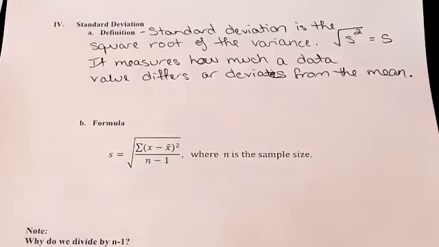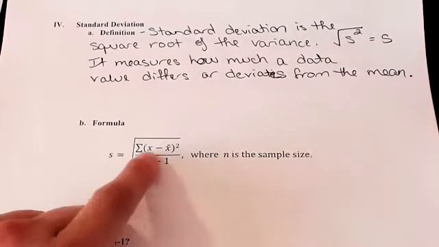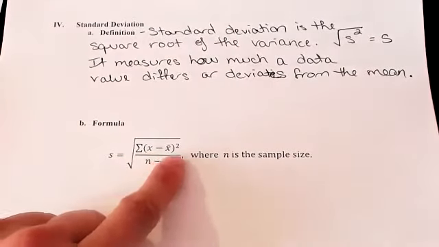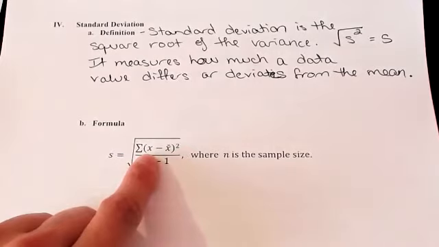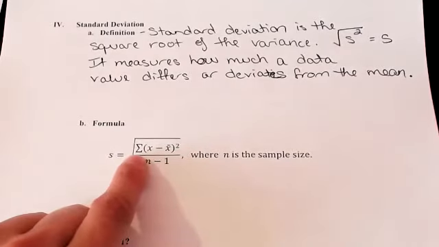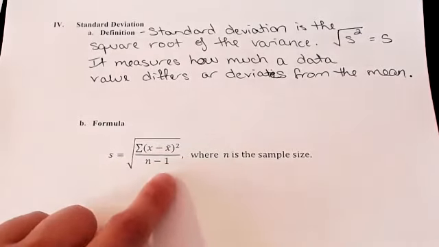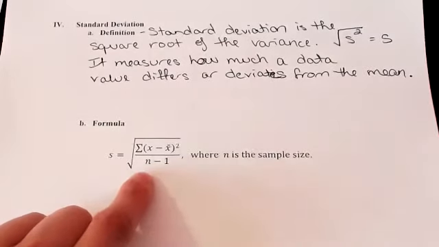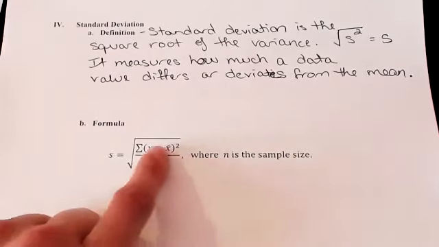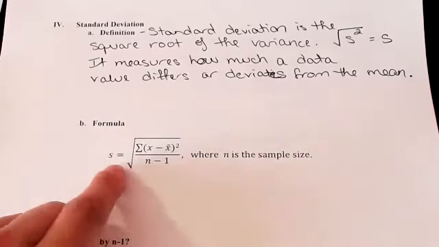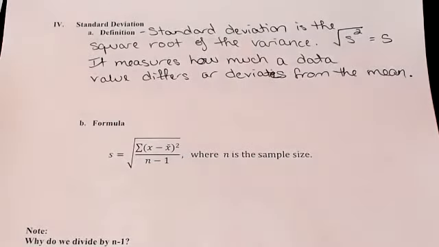The formula is super similar to what we just saw for variance. The only difference is there's a big old square root there. We still take each raw data value and we subtract the mean, then we square all of them. We add that entire list up, and then you divide by n minus 1, or 1 less than the number of items in your set. Once you have that result, you then take the square root. That's what gives you the standard deviation.